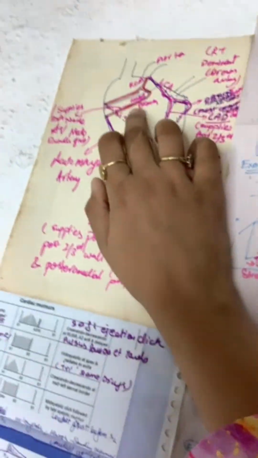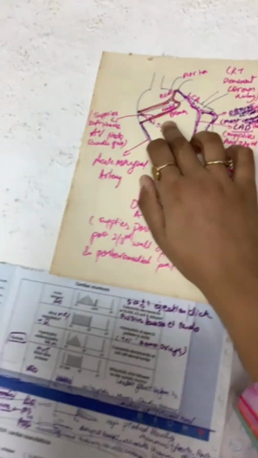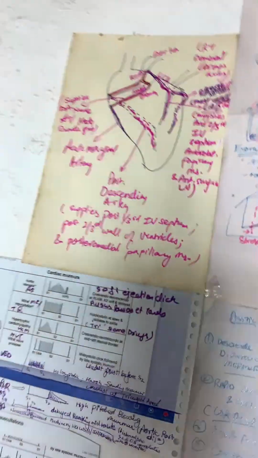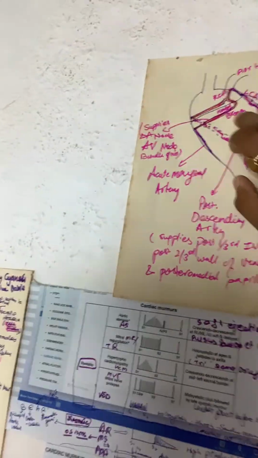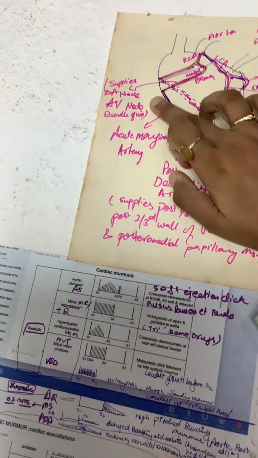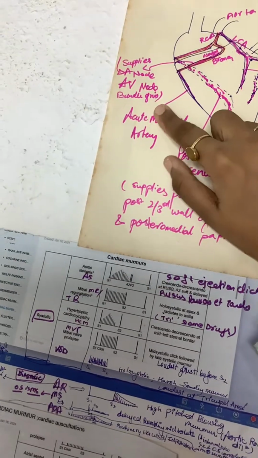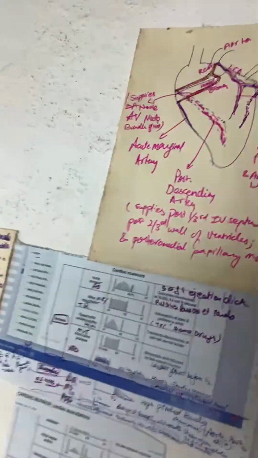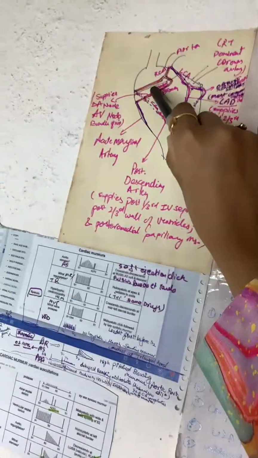Now to be specific, basically they sometimes might ask, but the right coronary artery gives a nodal branch which supplies the AV node, SA node, and bundle of His. Right. So these three things they are going to basically tell you about.